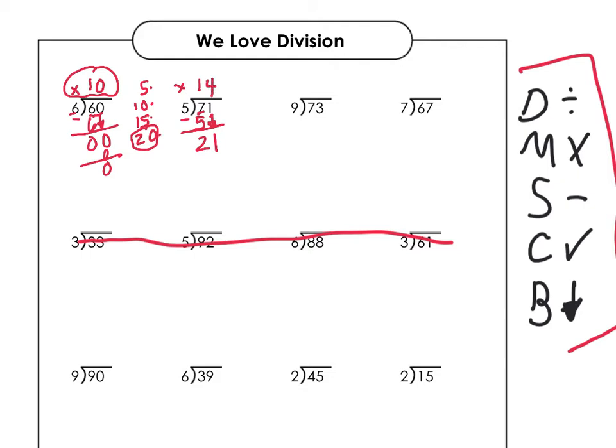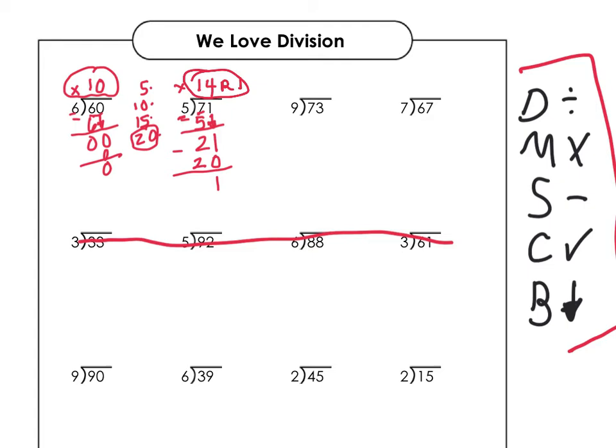My next step is to times. I'm going to take that 4 times my 5. 4 times 5 is 20. We knew that because we just figured that out. Then my next step is to subtract. 1 take away 0 is 1. So 1 is my remainder. I come up. 14, remainder 1 is my answer. Stay with me, guys. It's going to get easier. I promise. All right. Here we go.